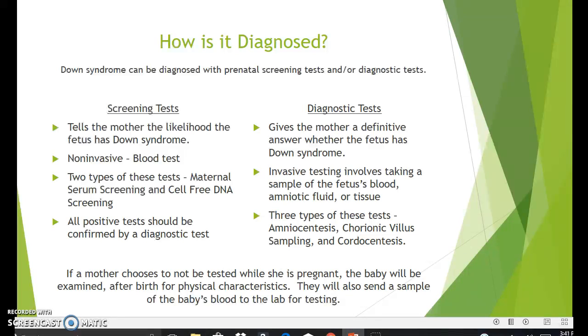Now, if a mother chooses to not be tested while she is pregnant, the baby will be examined after birth for physical characteristics. They will also send a sample of the baby's blood to the lab for testing.